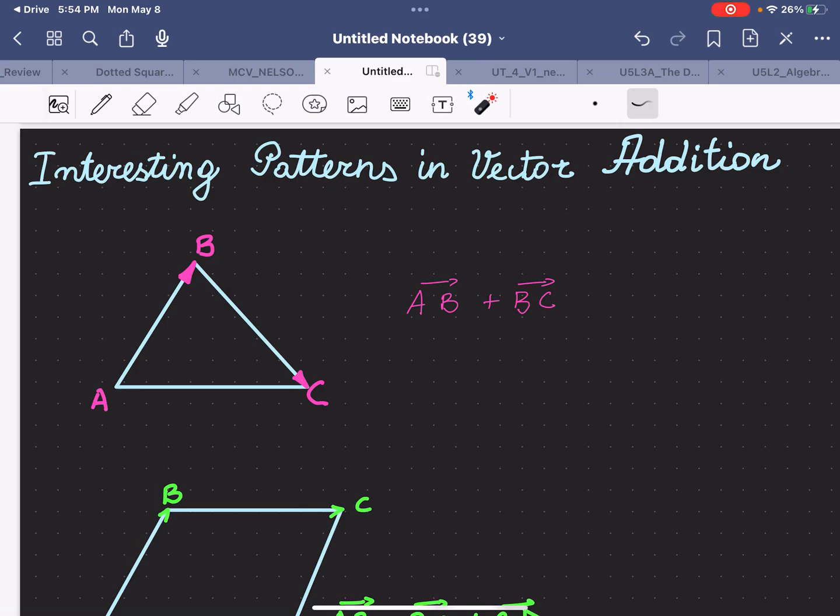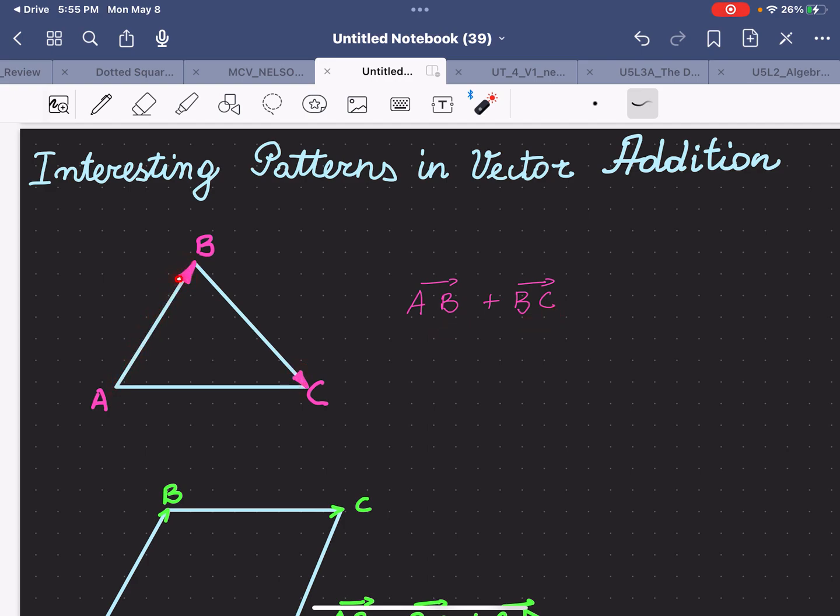Let's take a look at some interesting patterns in vector addition that will help us simplify vector expressions more easily. So first we're going to take a look at this triangle here, ABC. In this triangle we have vectors AB and BC that we're trying to add.